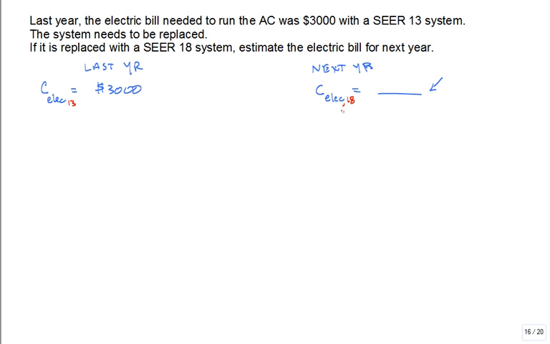Oh, clicker question. Great clicker question right here. So the cost electric 18, is it going to be less than the cost electric if I run 13, the same, or greater than? Answer A, B, or C. Do you understand that question? If I replace the 13 that needs to be replaced with an 18, will my electric bill next year be the same? Will it be less or greater?